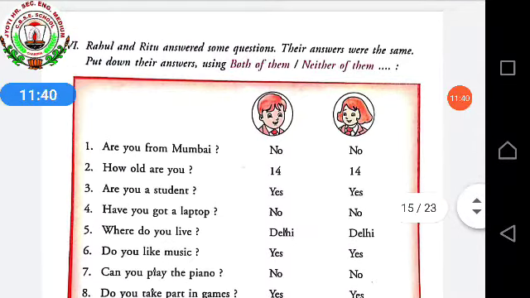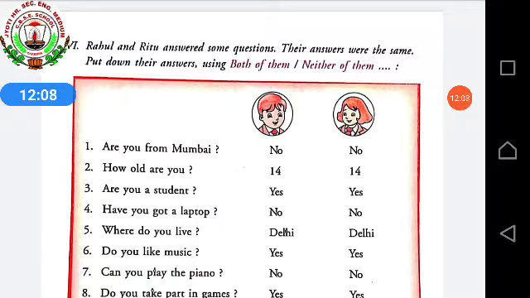Here what you have to do is that Rahul and Ritu answered some questions. Their answers were the same. Put down their answers using both of them or neither of them. You cannot use either over here. Why? Because we don't have to do any comparison or take any one person at a time. We only have to take both. Either both of the answers will be right or neither of them will be right.